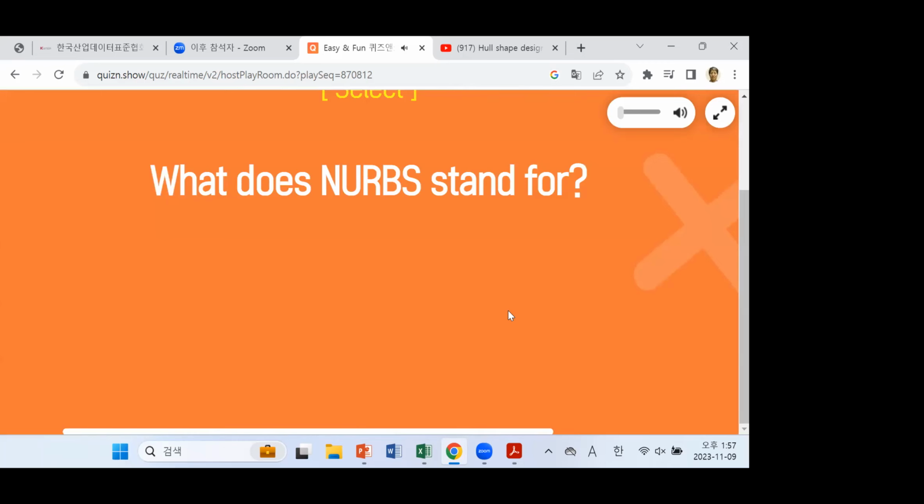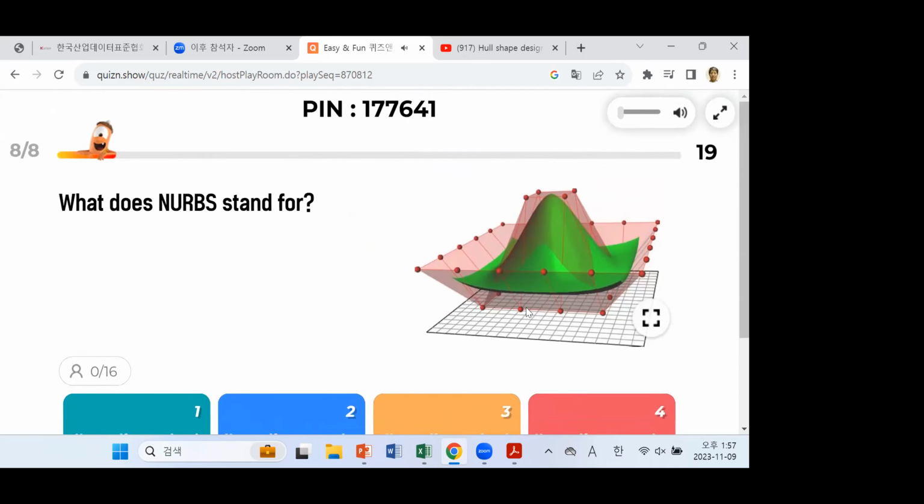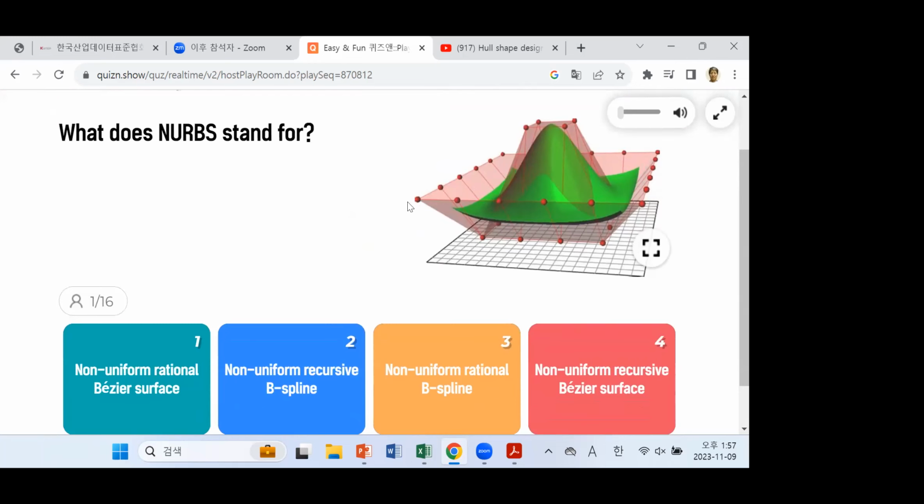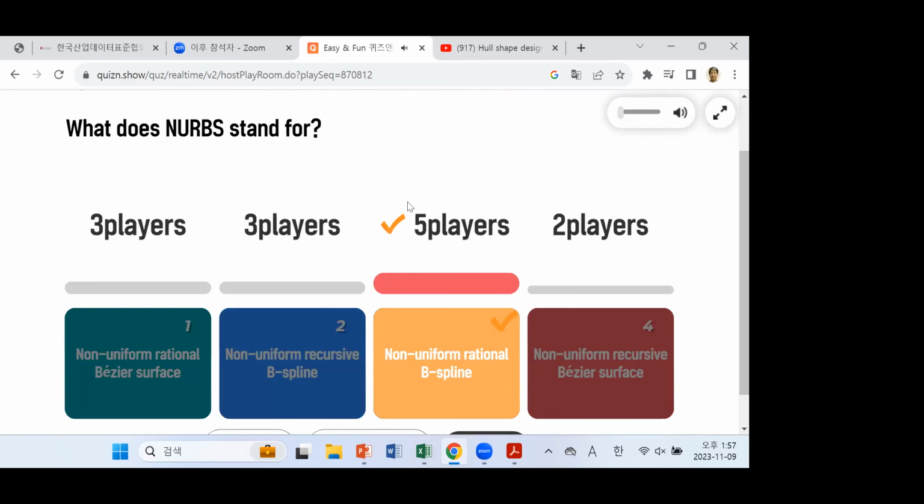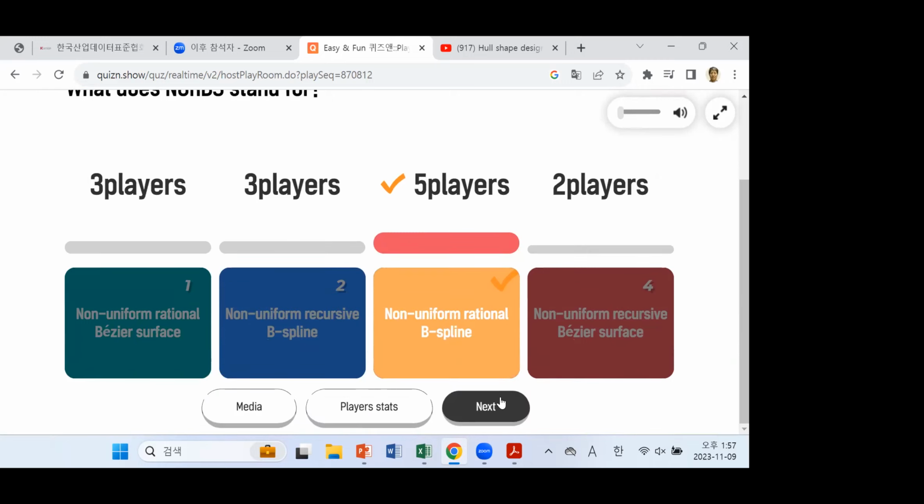The last question, and very easy. What does NURBS stand for? The answer is non-uniform rational B-spline. Okay, thank you.